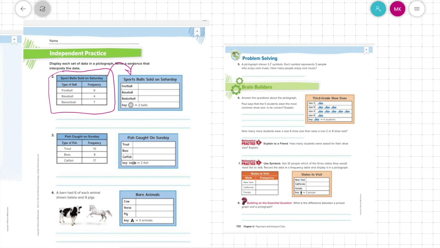Let's look at mathematical practice. Explain to a friend. You're just going to write your explanation. How many students were asked for their shoe size? So you need to find a total. You're looking for a total.